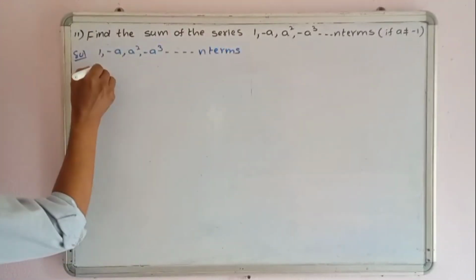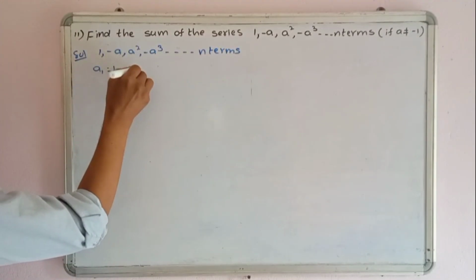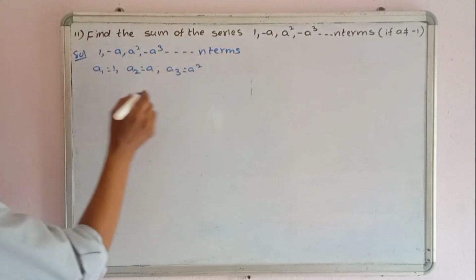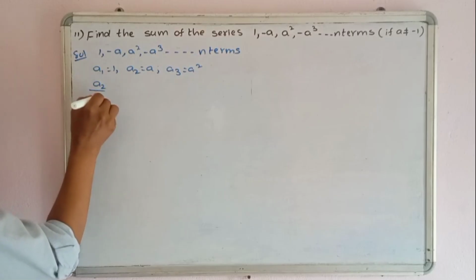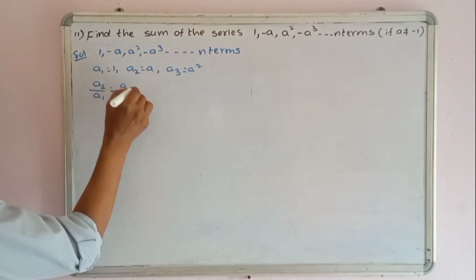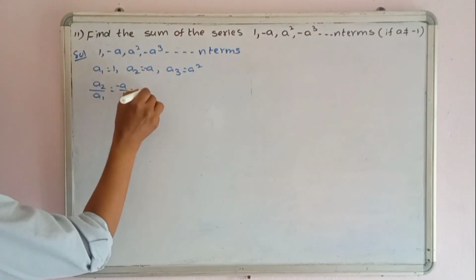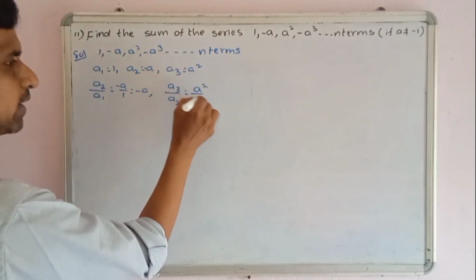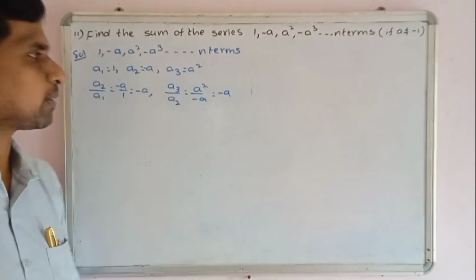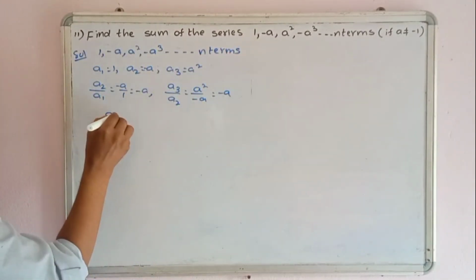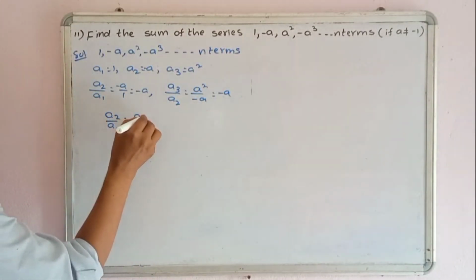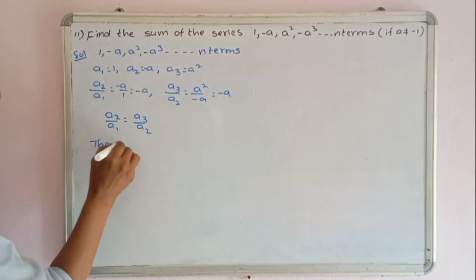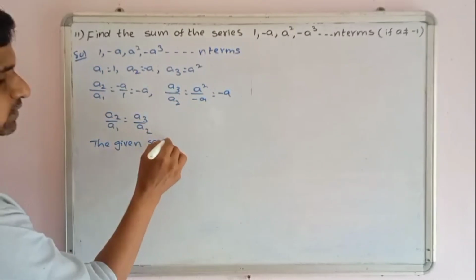Here what is a1? a1 equals 1, a2 equals minus a, a3 equals a square, and so on. a2 by a1 value, how much? Minus a by 1, that is minus a. a3 by a2 value, how much? a square by minus a, so this is also minus a. Therefore a2 by a1 equals a3 by a2. So the given series is in GP.